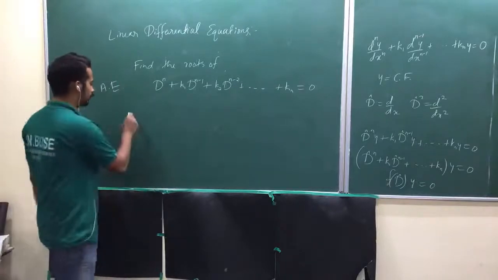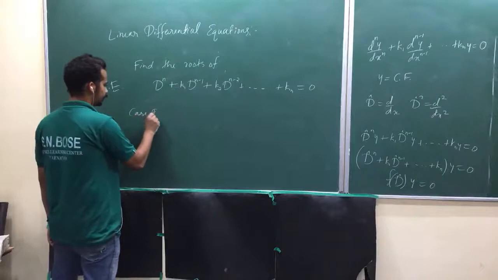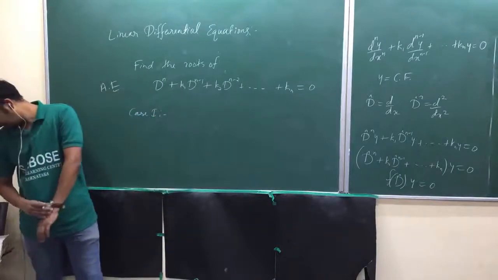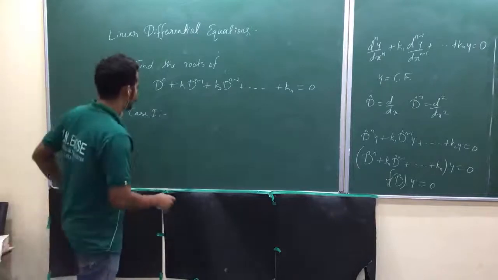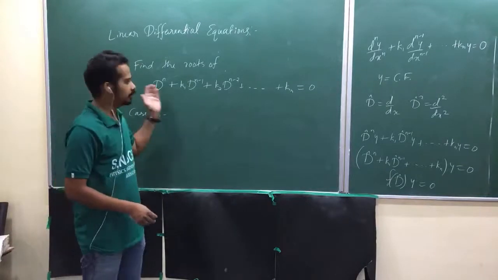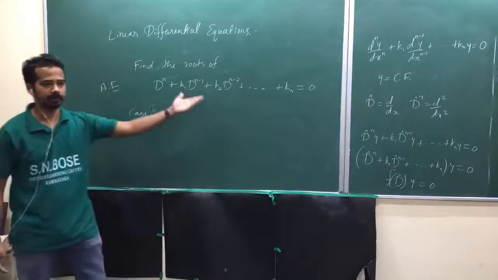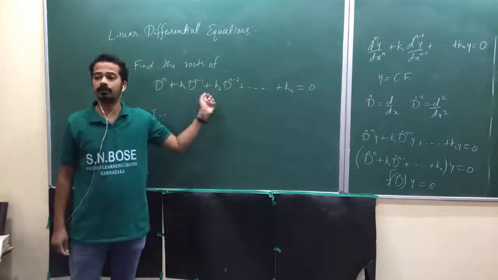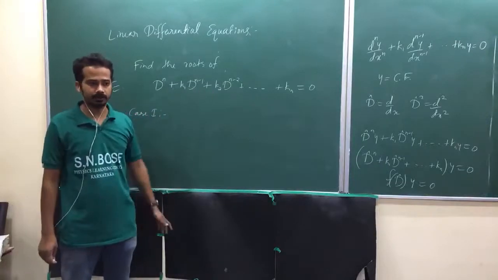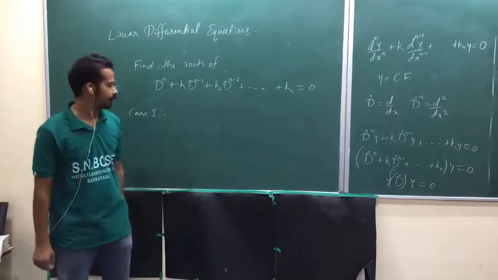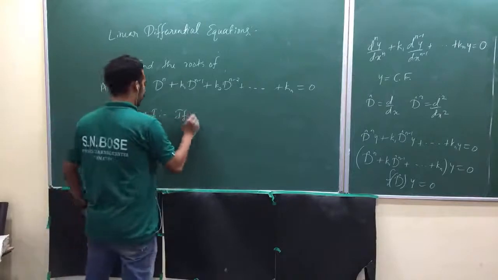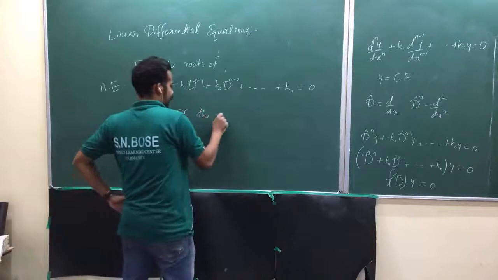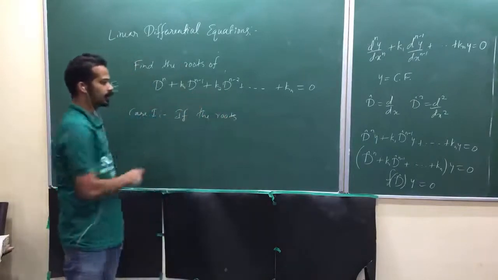So in case 1, if roots are real and distinct, let me take the first case, because different polynomials may behave differently. Are you getting my point? This is an nth order polynomial, it will have n roots, need not be distinct. Is that okay? It will have n roots. We call this the auxiliary equation.